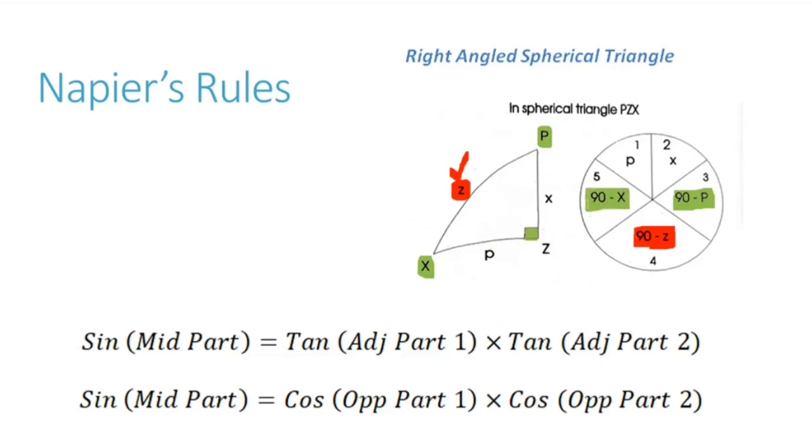So in the circular diagram, now the three parts are highlighted. One part which we want to find out is in red. The two parts which we already know are in green.